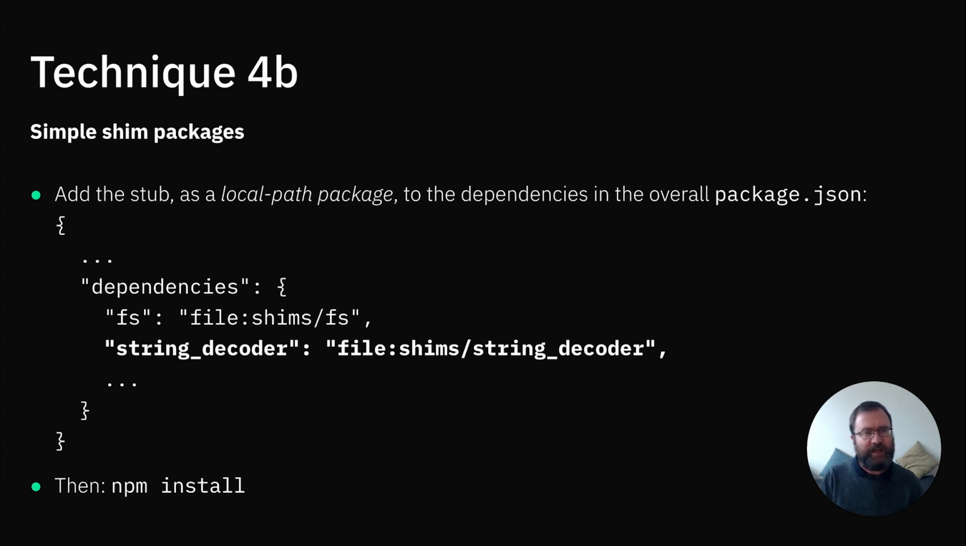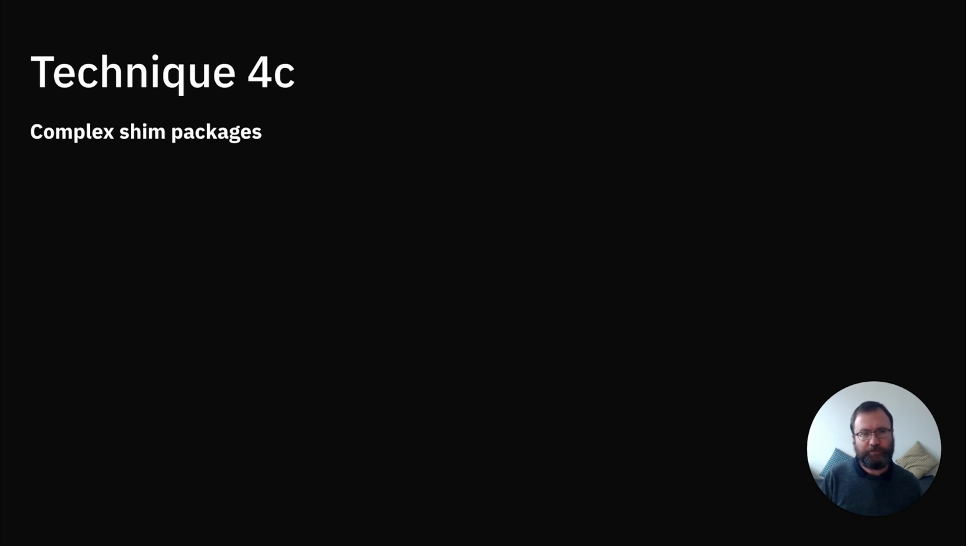Just like in Technique 4a, it's important not to forget to add the shim package to your overall package.json file. As we can see here, we've added string decoder to the dependencies there. And again, then to run npm install so that the package is copied to the node_modules folder.